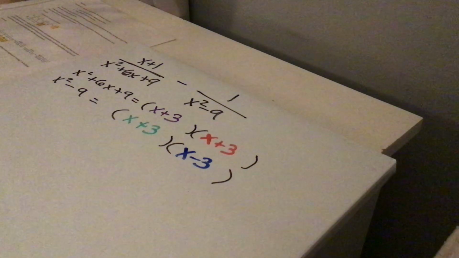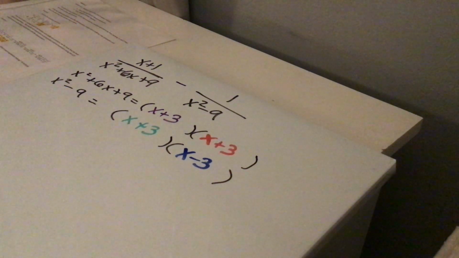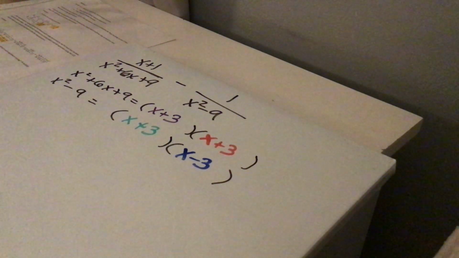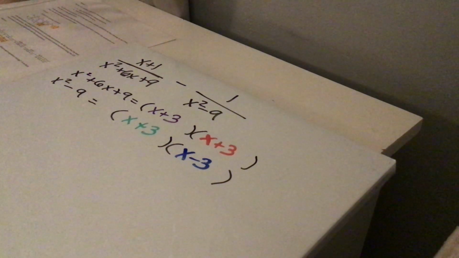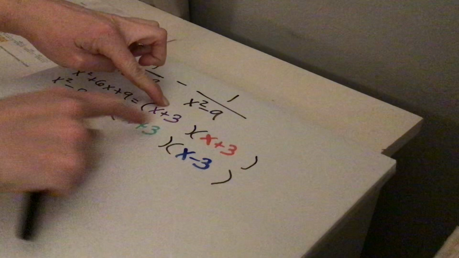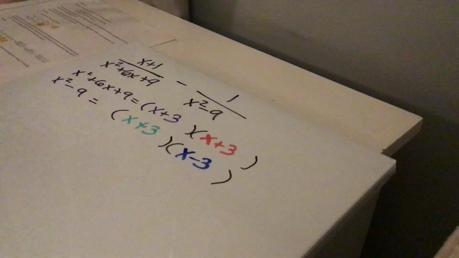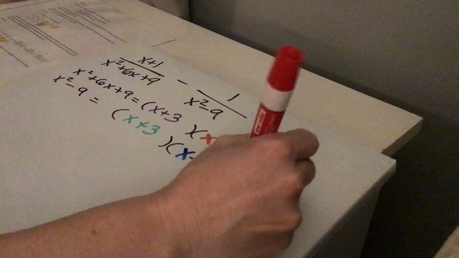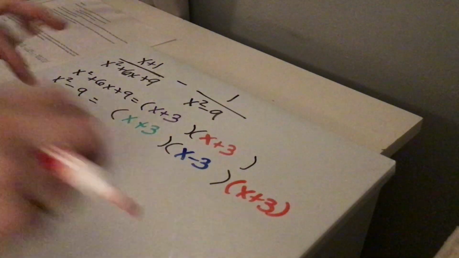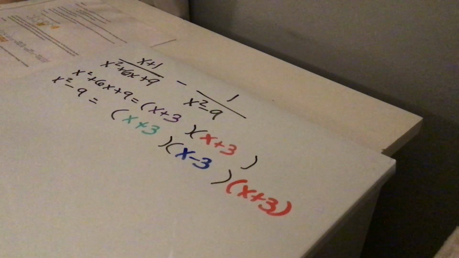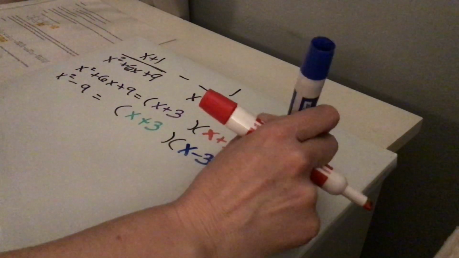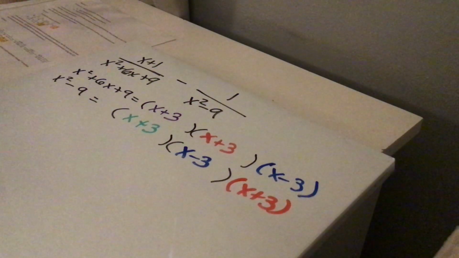Okay, we need these to look the exact same. To make them look the exact same, I have one x plus 3 in both. I don't have two x plus 3's in both. So I'm going to multiply here by x plus 3. Now I have (x plus 3) times (x plus 3), and then this one has an x minus 3, so I need to multiply this by x minus 3.